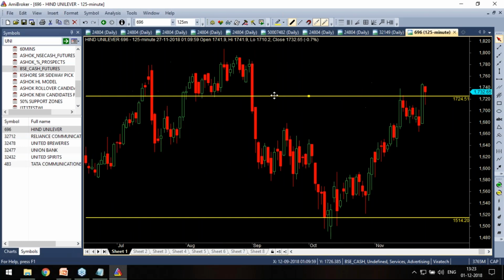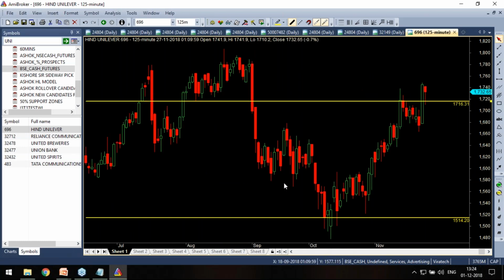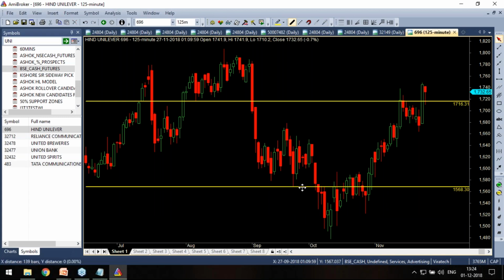Now this is S1, support one, price broke down, formed a bottom. Is this the one? No. Is this the one? Yes, this is the one. S1, S2, I'll remove this one. S2, it went up, formed a base and broke. So a series of zones, a lot of congestion, that's why it flopped. It didn't create that classic pattern.